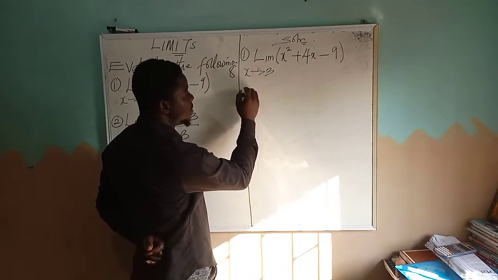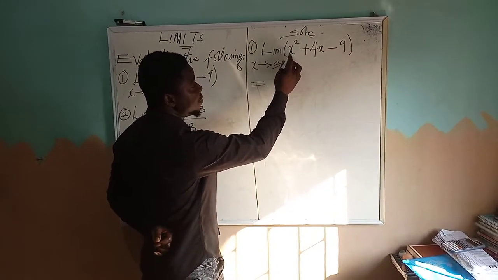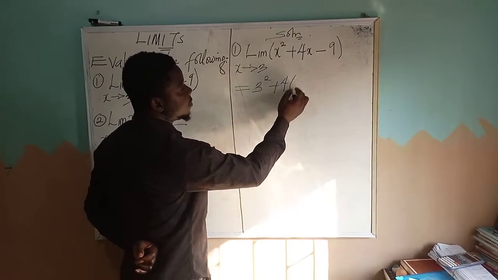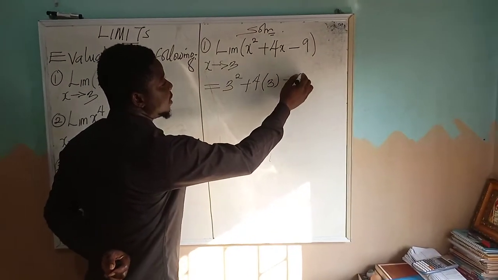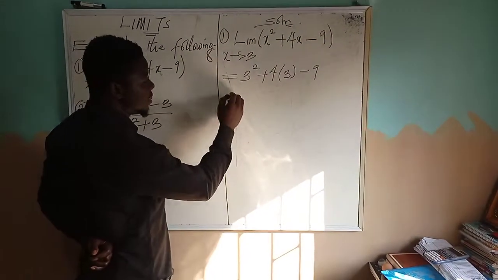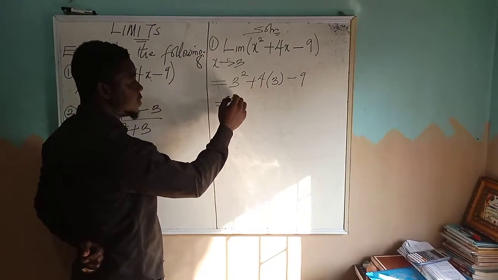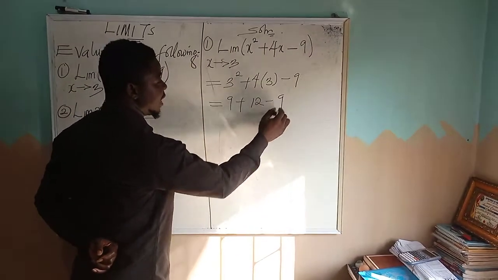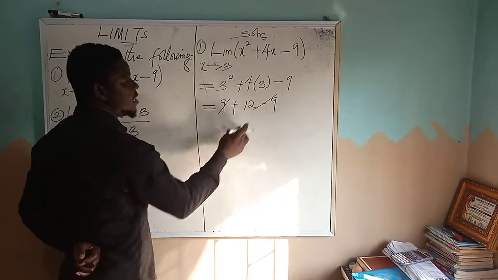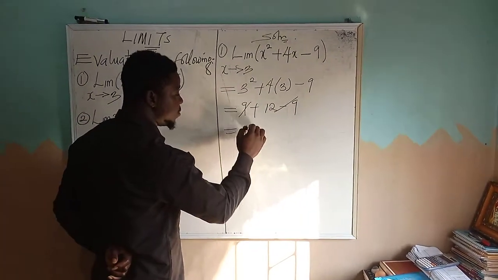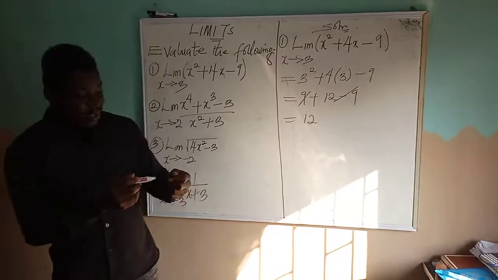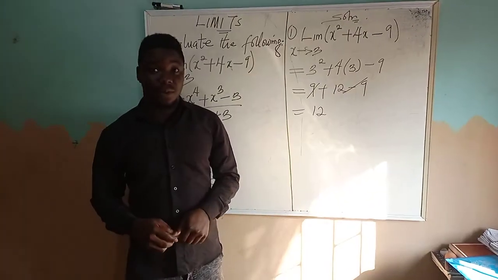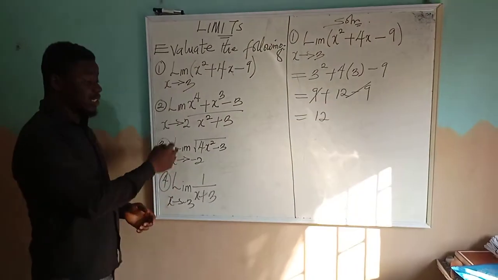So that means this is going to be equal to, this x now, you replace it with 3, so you have 3 squared plus 4 multiplied by 3, and then minus 9. And then this gives us 3 squared, of course, that is 9, plus 4 multiplied by 3 is 12, then minus 9. Plus 9 eliminates negative 9, and then you are left with 12. So 12 becomes the limiting value of this function as x tends to what now? 3. You do the same thing for the remaining samples here.